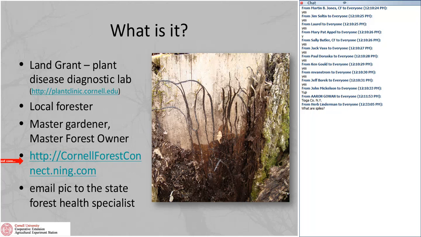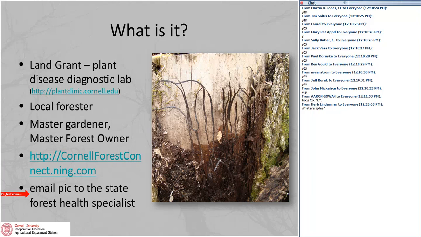And then finally, you may want to email a picture to the state forest health specialist. Whatever the state agency is where you work, take a good picture, find out who the state forest health specialist is, and send them a picture. Know that the state forest health specialist gets a lot of inquiries, and depending upon the time of year, they may or may not be able to give a timely response. So these are several options that you have available.